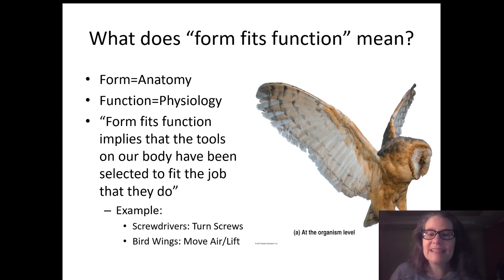So form means the anatomy of an organism, so the morphological structures that make up a particular system, in this case for the human body. The function is the jobs that a system does. So the physiology, the how and why something is working. We are often going to be saying in this particular unit, form fits function. This implies that the tools that we have on our body have been selected over time to fit the jobs that they do, the functions that they do for us.